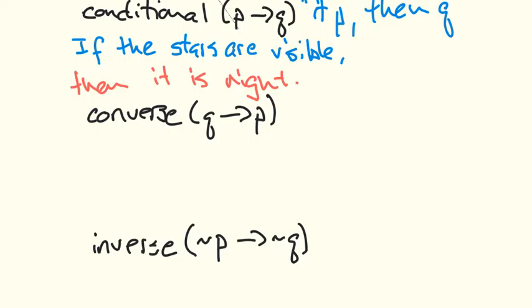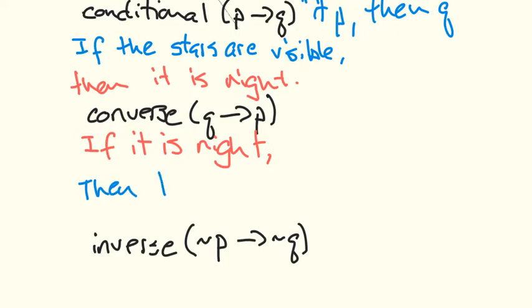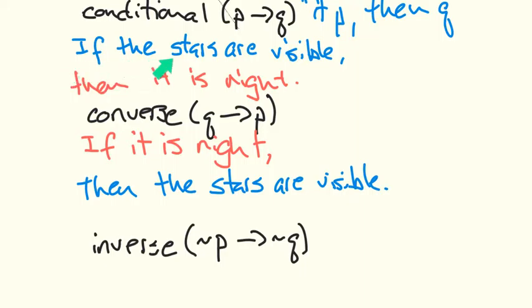Now we would have: if it is night, then the stars are visible. So all we did is we just took our original statement up here, if the stars are visible, then it is night, and we reverse the order. If it is night, then the stars are visible. That's the converse.